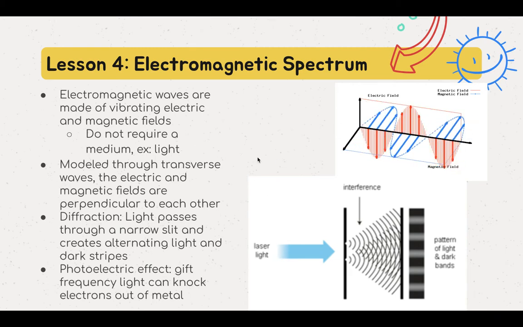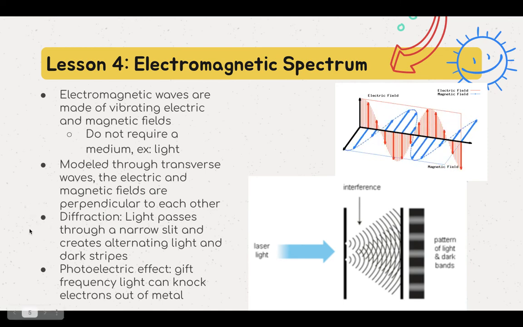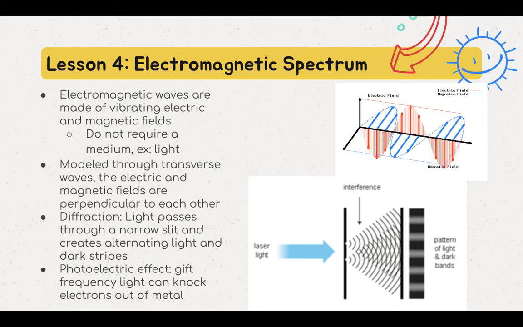What can happen with light? So light is an example of an electromagnetic wave. Light can be diffracted. So that's when light passes through a small slit and creates alternating light and dark stripes. So maybe you have seen this in your doorway. If someone has a light outside of your door and your door is almost shut but has a little slit, this might occur. So it might create these patterns of dark and light bands.